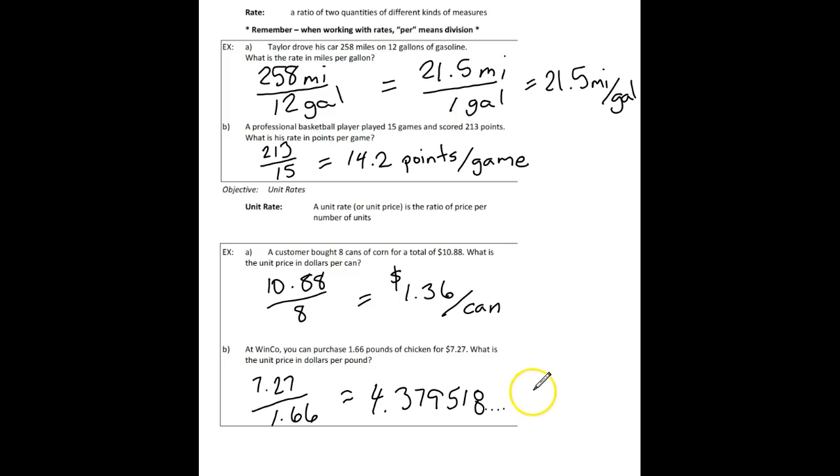So in this case, I need to round. So we're going to round whenever we're dealing with money. We're going to round to 2 decimal places. So I look at the 3, 7, there's my second one. So I've got to look at the next one. It's a 9. That means I'm going to round up. So I have $4.38 approximately per pound. And you can use LB if you wish for pound as well. Okay?